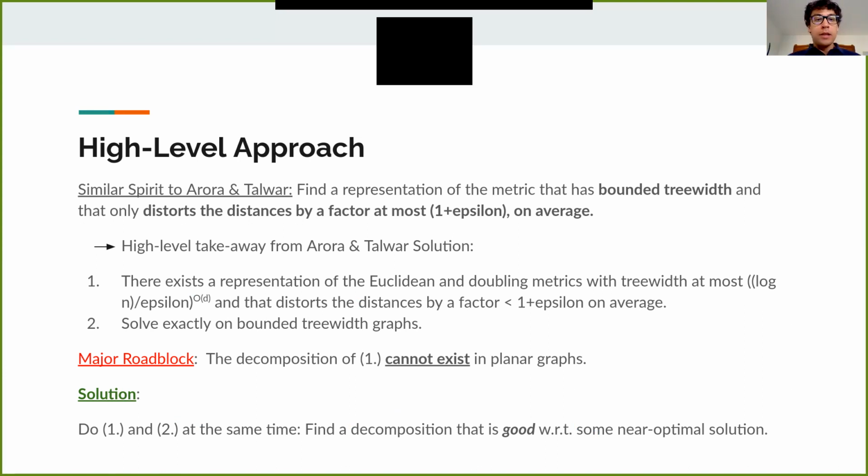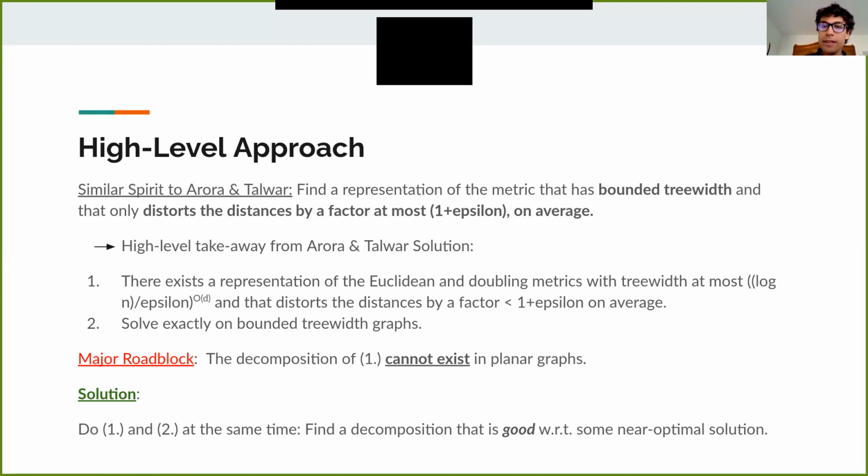So the high-level approach of Arora and Talwar, and we are trying to follow similar lines here. The general approach they had was that you take your metric space and you try to find a representation of this metric space, or an embedding of this metric space, into a graph of bounded tree width. And because most of these problems can be solved efficiently, up to optimality or with a PTAS, for bounded tree width graphs, once you have found your bounded tree width representation of the input metric, you can solve easily there.